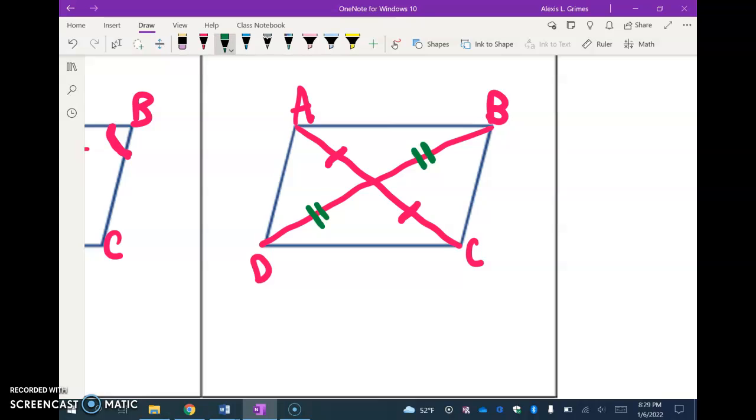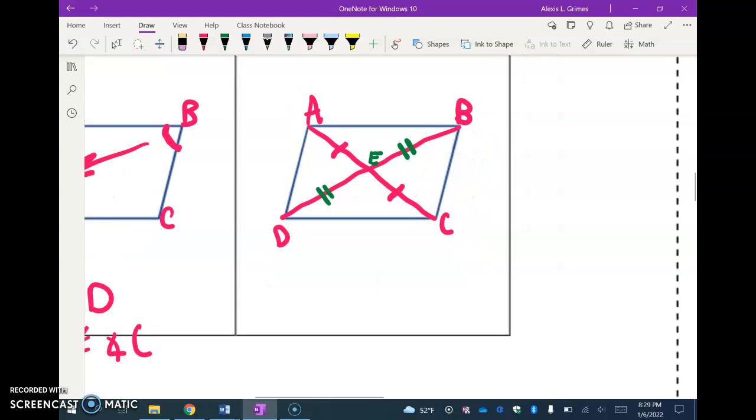So let's give this middle one a name. Let's call it E. That's an E. It's a bad E, but it's an E. So we have from A to E, or segment AE, is congruent to segment EC. Right? From A to E is the same distance as from E to C. That's what splitting through the middle means.